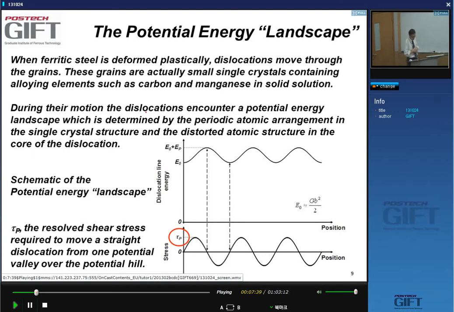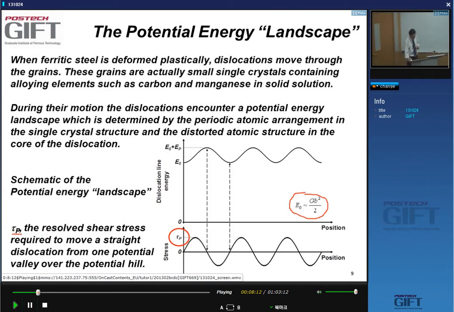Their potential energy will go up and down if they remain straight and go from one low potential energy channel to the next one. So you've got this energy here, and the base energy, the minimum energy, is the line energy of dislocation we had introduced before, and you know that's related to the line tension.